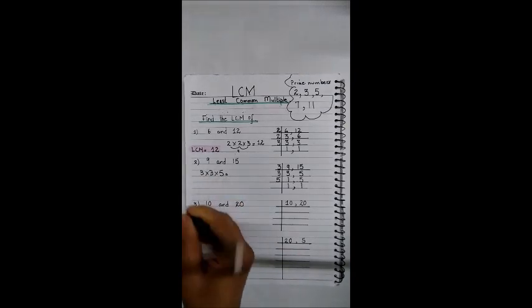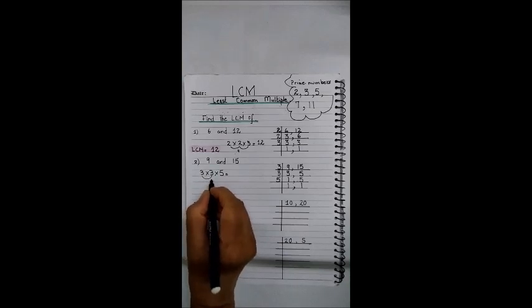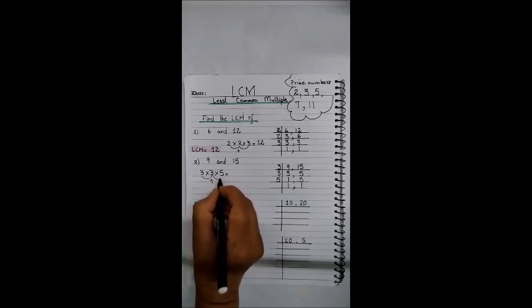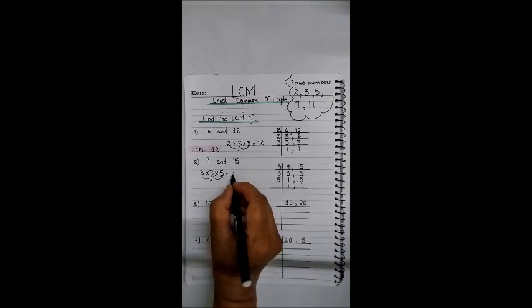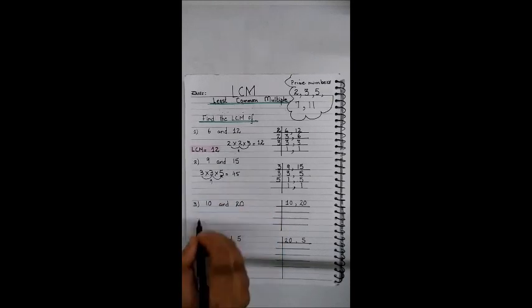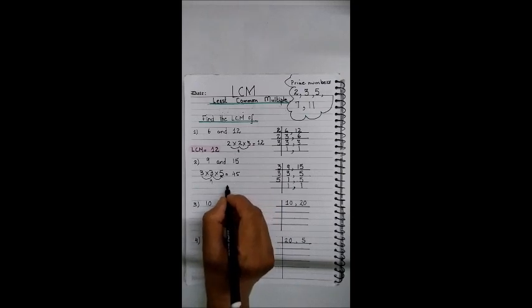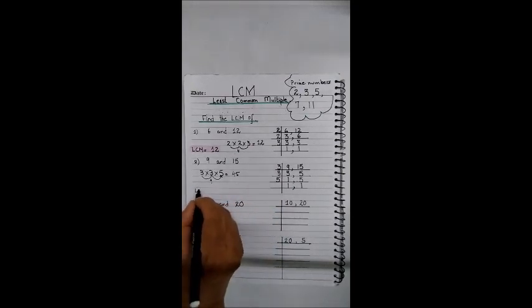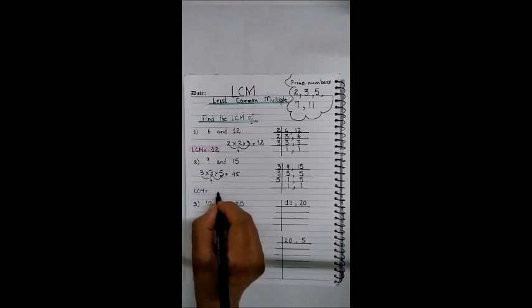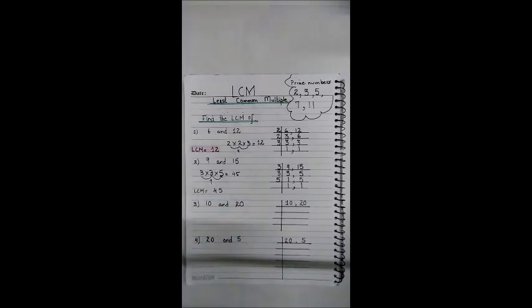3 threes are, multiply them, 9, okay. And 9 times 5 is giving you 45. It means your LCM is 45. I'm going to write down LCM here. LCM equals 45. Understood?